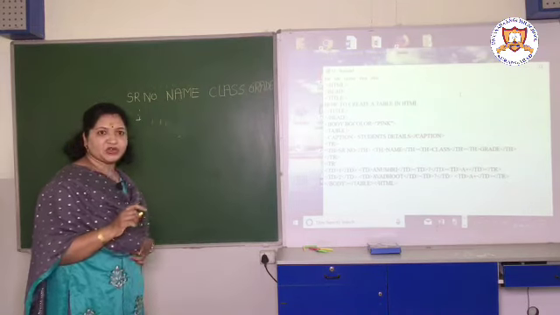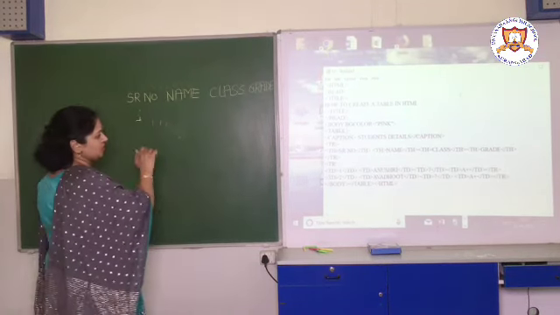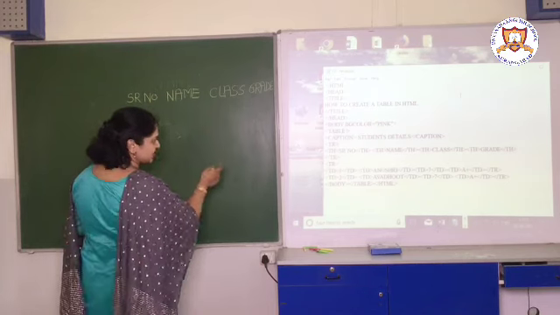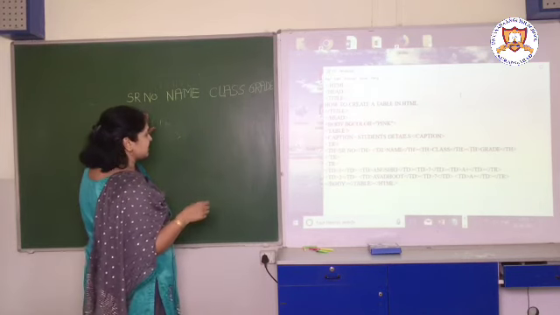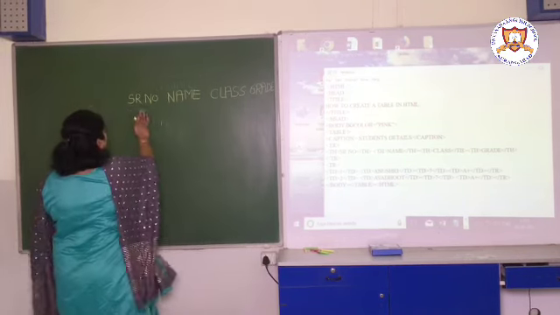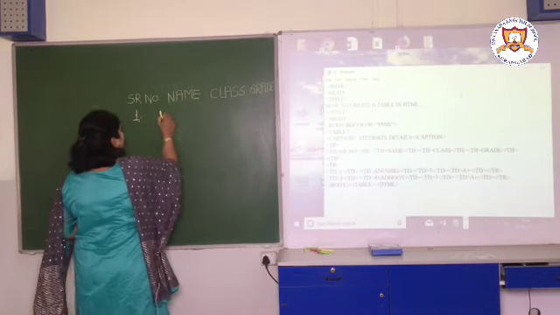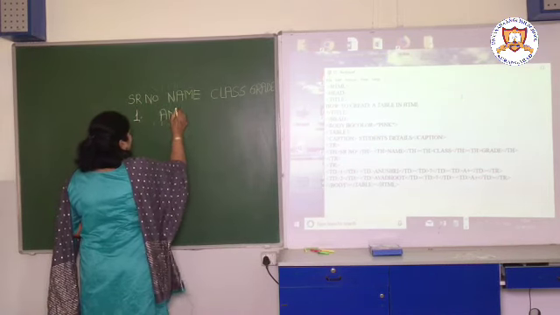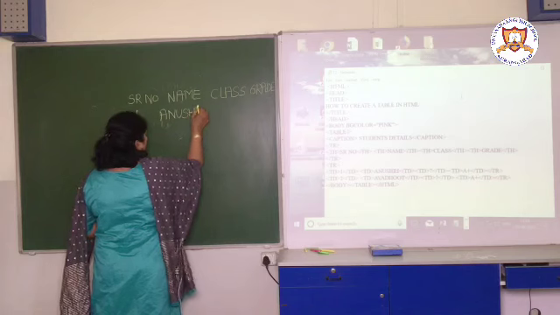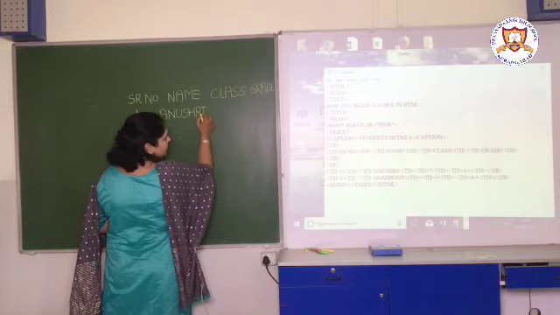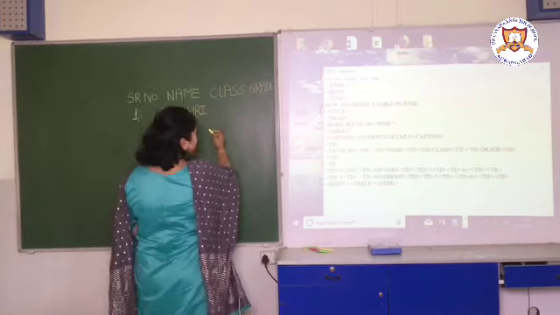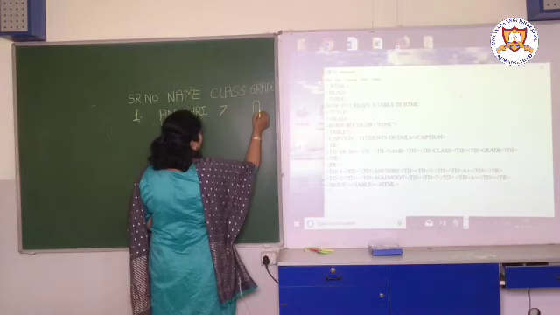Okay children, any doubt in that? Okay, so next is tr. Tr indicates that it is a new row. So here I have written 1, then name as Anusri, class I have written as 7, and grade A+.